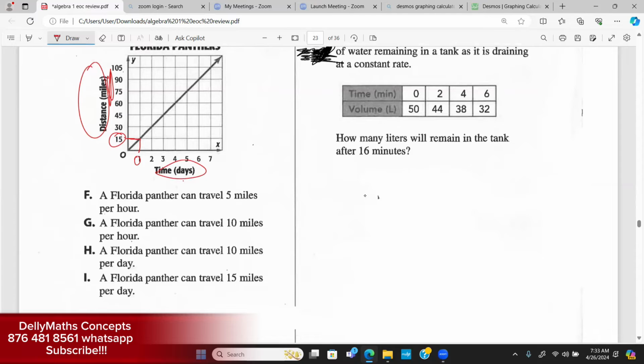This is saying the panther can travel 5 miles in 1 hour. I don't know about that yet. I'm looking for this, is it. So if I did not see this, then I'll try to break things down. A panther can travel 15 miles per day. I'm seeing that right here. So because I see that, I don't need to double check anything else, right?